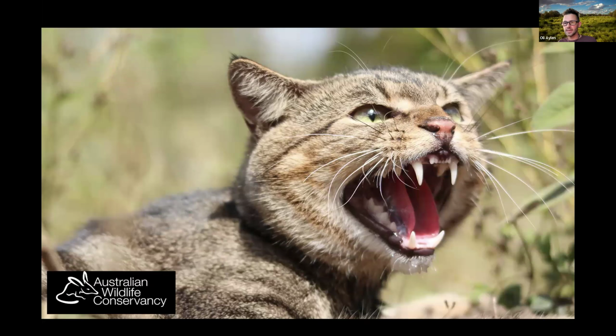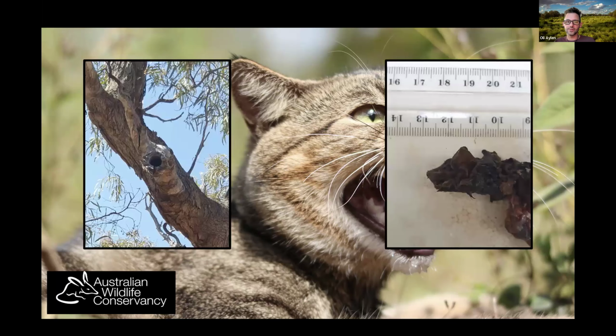One of the land managers there heard me giving this talk about how we don't seem to be finding bats in the stomachs of cats. And he was driving home one night and saw a cat up in the tree next to this nice little hollow. So he shot the cat for me and brought it back. And we had a look in the stomach. And sure enough, we found a bat that had very recently been eaten.